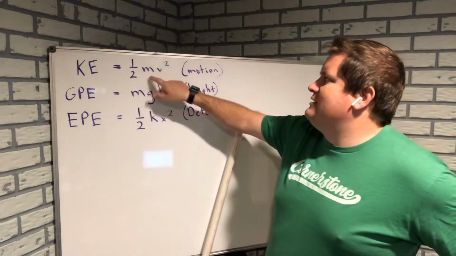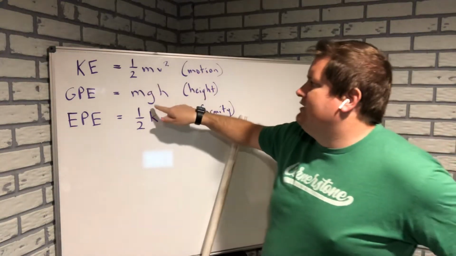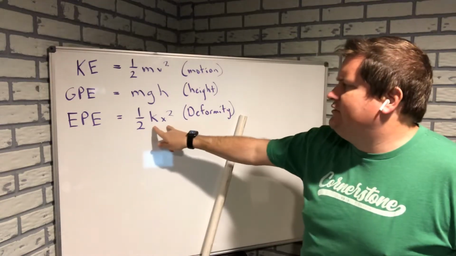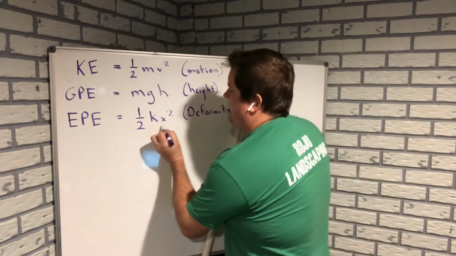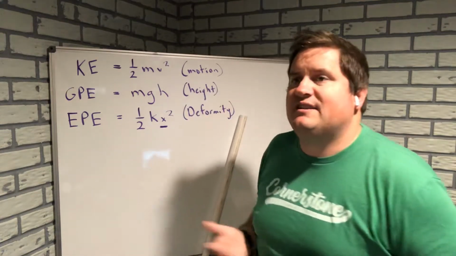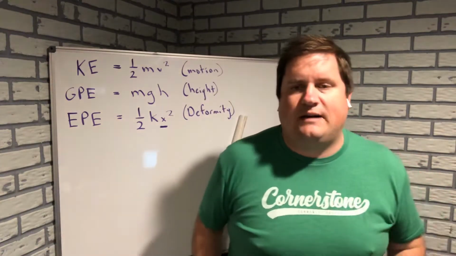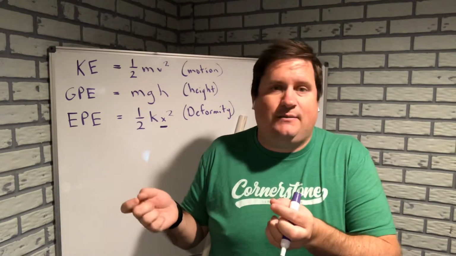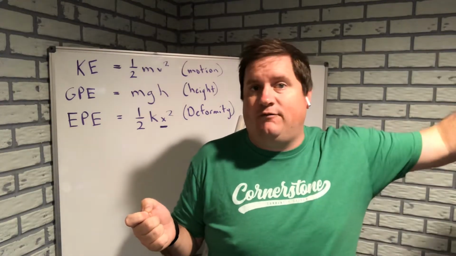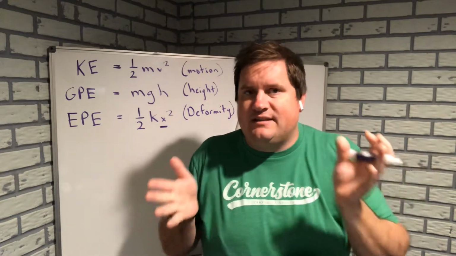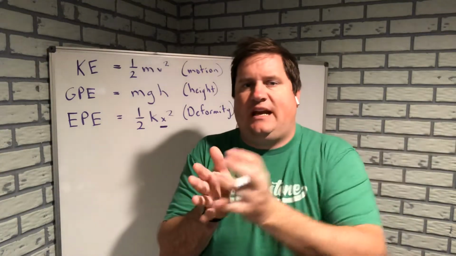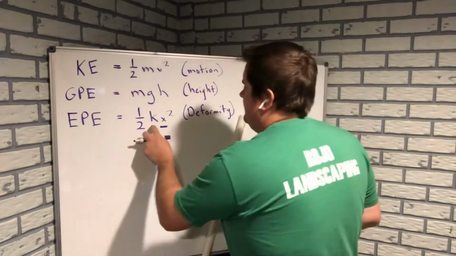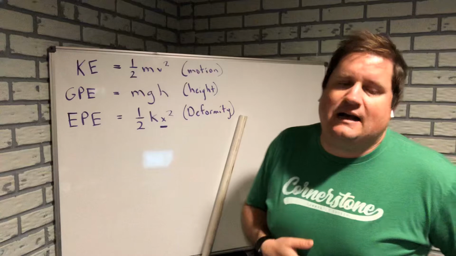We know M is mass, V is velocity, G is gravitational acceleration, H is the height. These two variables are kind of different. X represents the distance that we've compressed or stretched something. So if I take a rubber band that's normally 6 centimeters long, and then I stretch it to 15, well, the X is the 15 minus the 6, the change in length of our substance. That's our X.